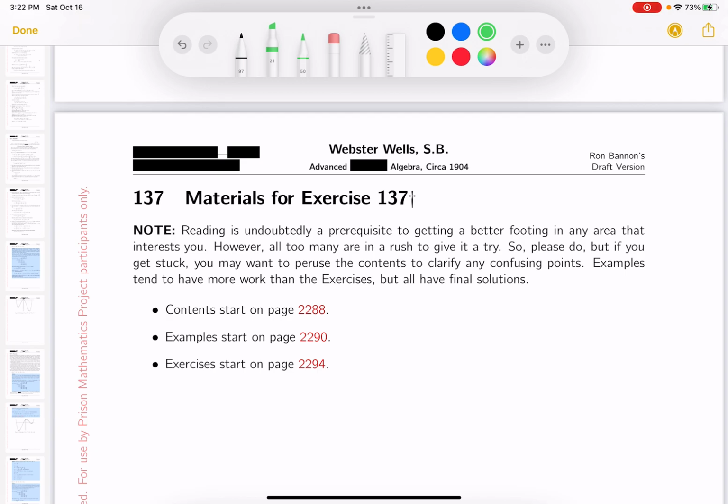Okay, we're in section 137 now. We're getting very close to the end. Contents to look over, examples to do, and exercises to start thinking about. This is my version. My name is Ron Bannon, a draft version of my adaptation of Webster Wells' Advanced Course in Algebra that dates back to 1904.